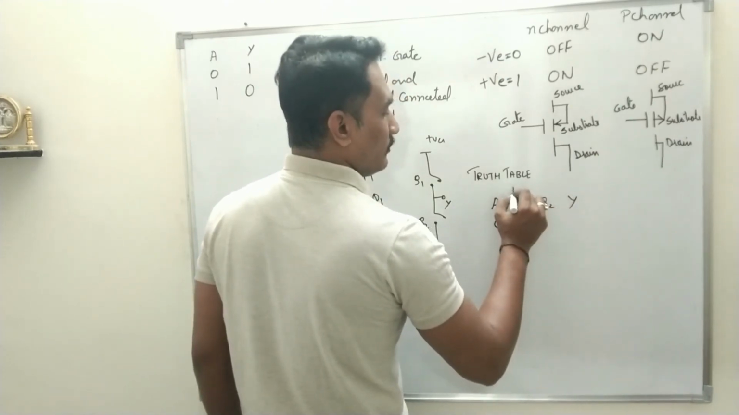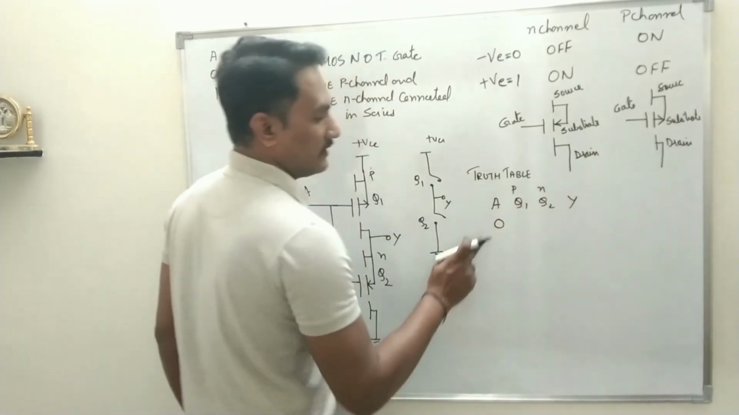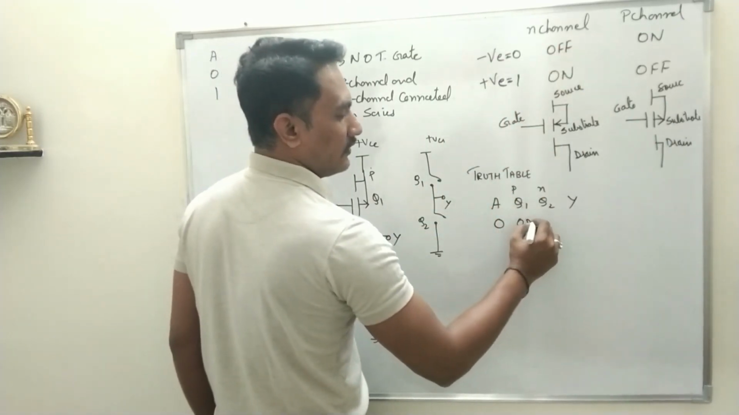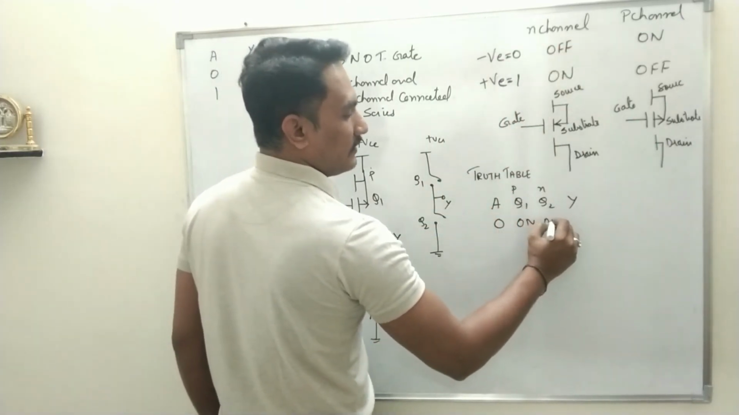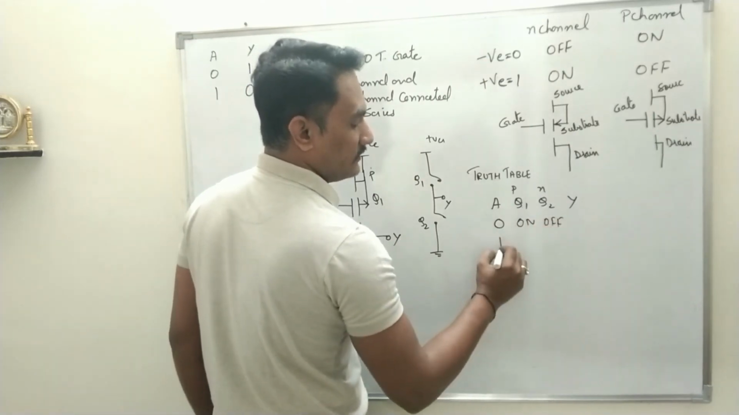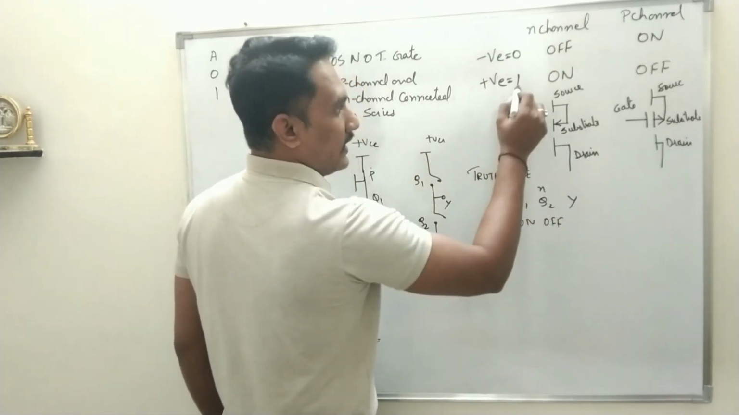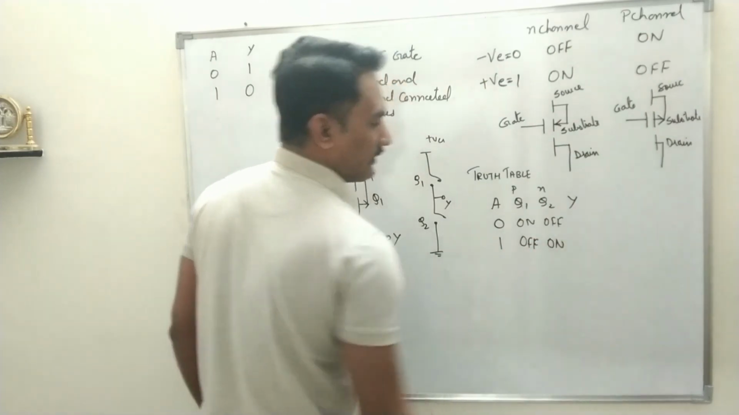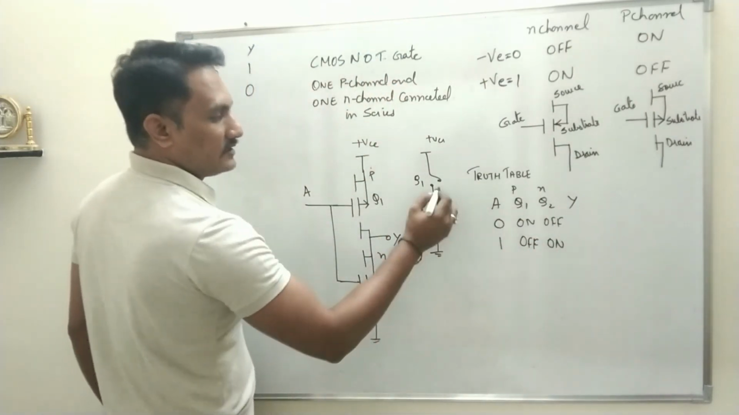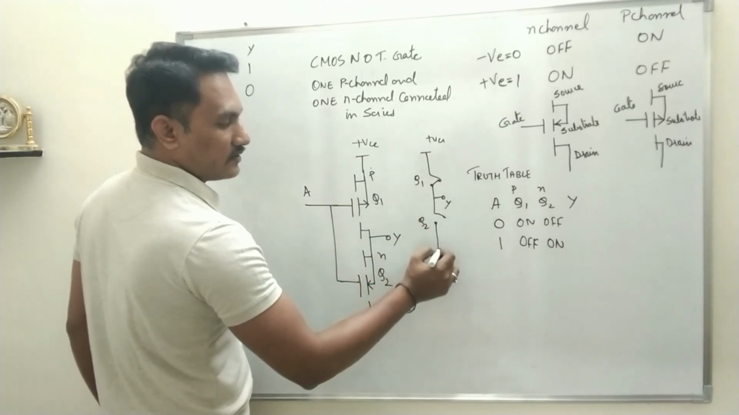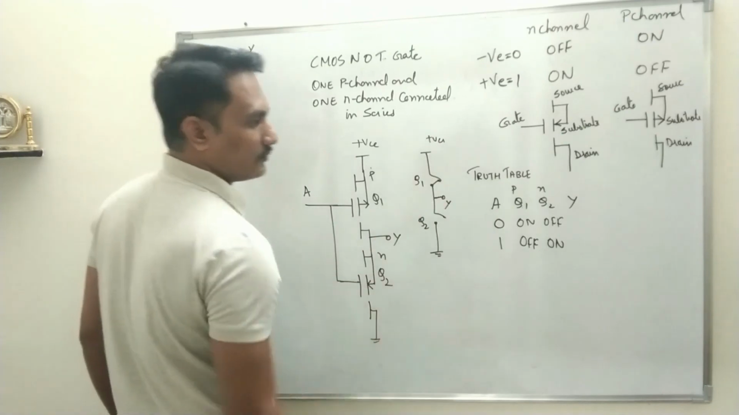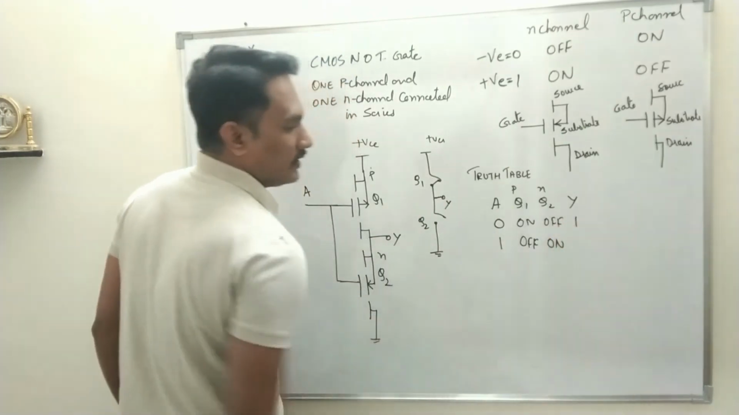Q1 is a P channel, Q2 is an N channel. So when 0 is given to the P channel, Q1 is on, and the N channel is off. Whereas when you give A as 1, the P channel will be off, and the N channel will be on. So in the first case, Q1 is on, Q2 is off. That means Y cannot be connected to ground, but Y can be connected to plus VCC. Y will be equal to 1.